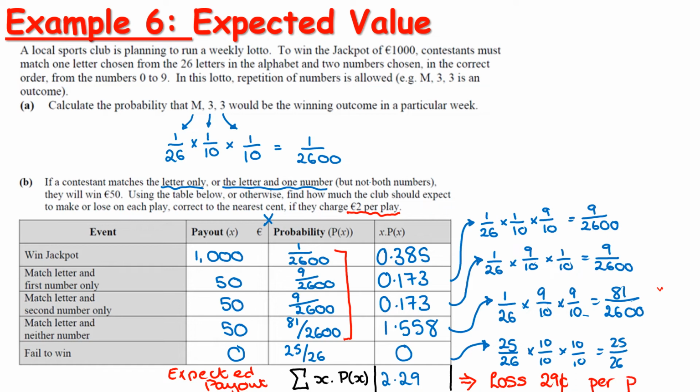Now, does that mean they lose 29¢ every time someone plays? No, it just means if we were talking about huge numbers, so if somebody was playing again and again and again, and we were talking about millions and millions of people playing, it would work out on average that they would lose 29¢ per play. When we talk about these expected values, expected payouts, they're not what actually happens, but more what will happen on average in the long run.